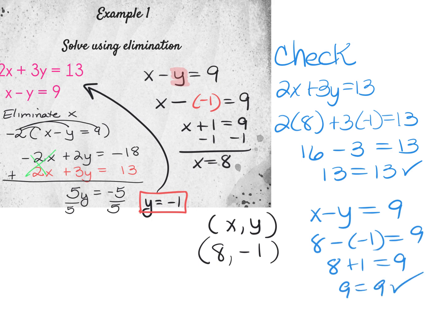So the answer that I found, the ordered pair (8, negative 1), where these two lines intersect, the solution to this system, is the correct answer.